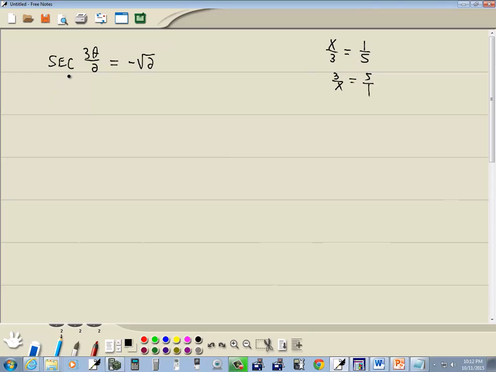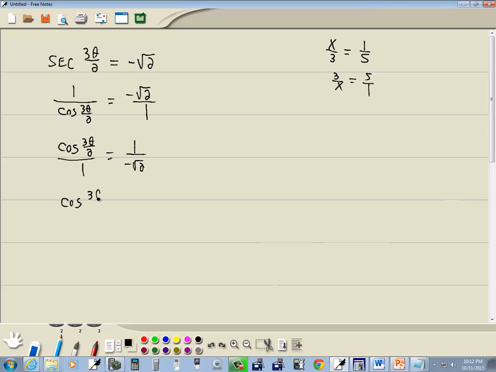Well, this one right here, I can rewrite secant as 1 over cosine, and then 3 theta over 2. And I can put this in the fraction form by simply putting it over 1. And now we have the same thing. We have a single fraction equal to a single fraction, so we can flip both fractions. So this becomes cosine 3 theta over 2 over 1 is equal to 1 over negative square root of 2.